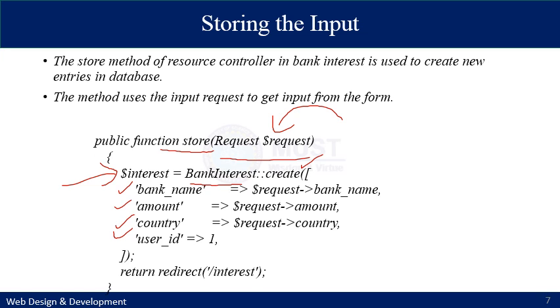So we get the bank name from the request dot bank name, we get the amount from the request amount, and we get the country from the request country. That is all the three inputs from the user. For the current time, we set the user ID equal to 1, so we do not have to worry about which user is submitting the input. However, we can use any of the logged in user input, which will be discussed in the next few lectures.